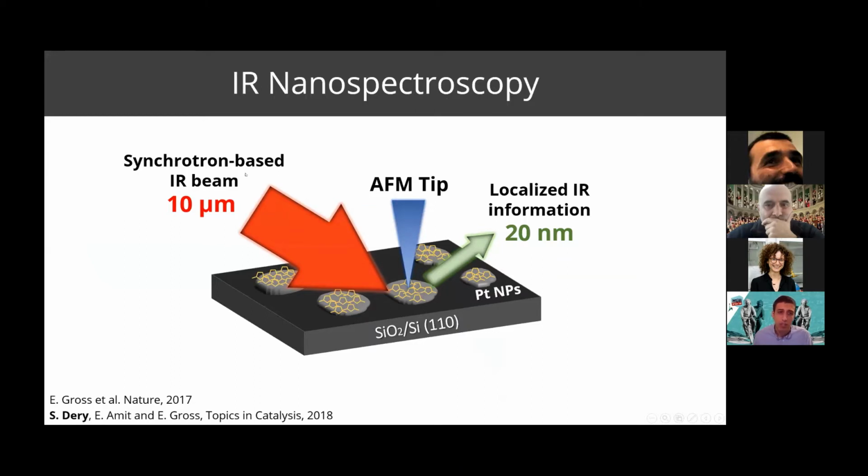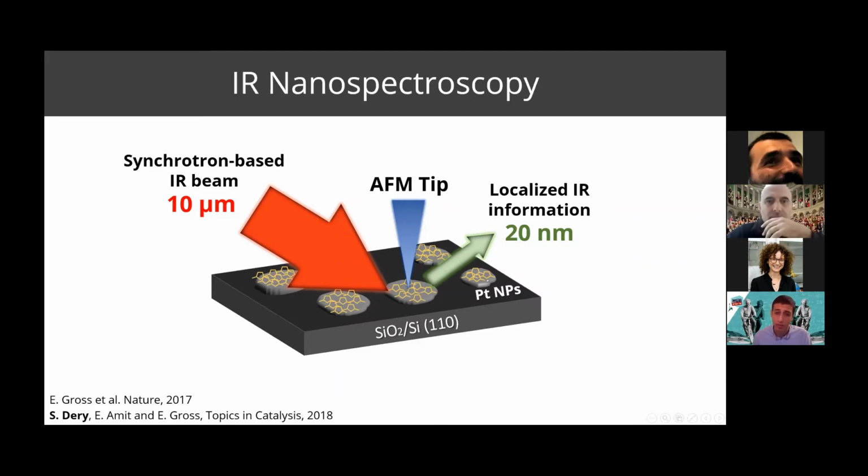In this method, we focus a synchrotron-based IR beam onto the apex of an AFM tip, an oscillating apex. The tip acts as a nano antenna, focusing and scattering the IR light, and thus creating a local electric field right beneath its apex. This allows us to extract localized IR information from a radius of approximately 20 nanometers. That's far beyond the diffraction limit of light.